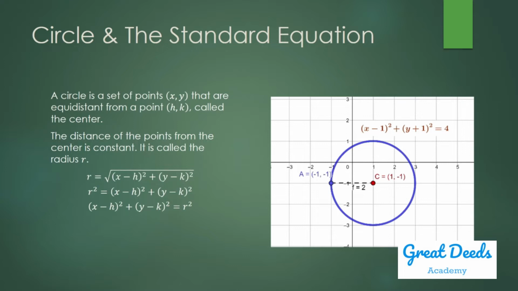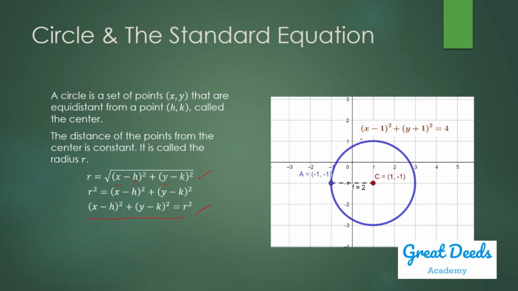Since the defining characteristic of the circle is the distance of the points from the center, we will use the distance formula to obtain the standard equation for a circle. Given (x, y), the coordinates of your point in the circle, and a center with coordinates (h, k), this is the distance of that point from the center. Squaring both sides will give us this. So this is the standard equation of a circle.